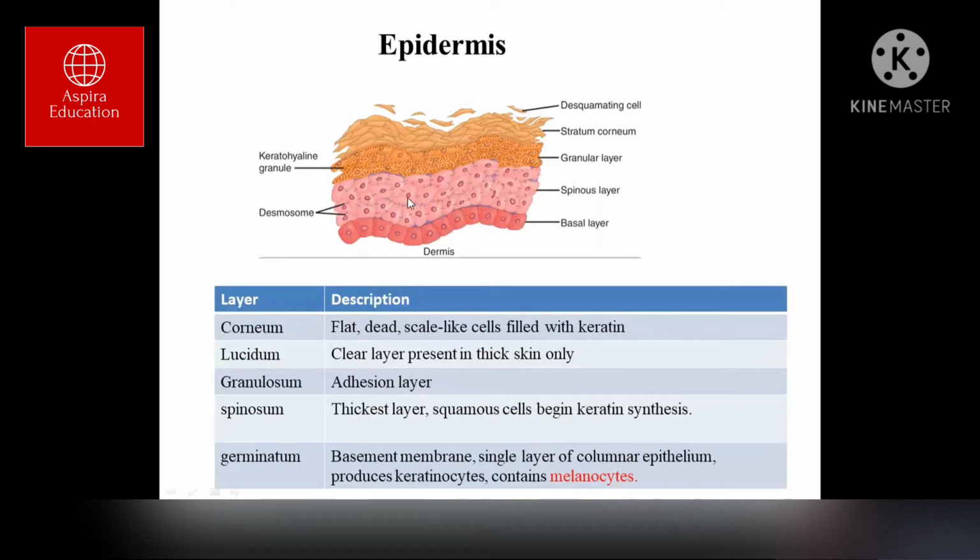This is the stratum spinosum. It is the thickest layer among the epidermis. It consists of squamous cells which synthesize keratin, and they are attached to each other because of the desmosomes. Then we have stratum basale, which forms the basement membrane. It is a single layer of columnar epithelium which produces keratinocytes and contains the melanocytes. Remember, among the epidermis, it's the stratum basale which contains the melanocytes. This is also called stratum germinativum.